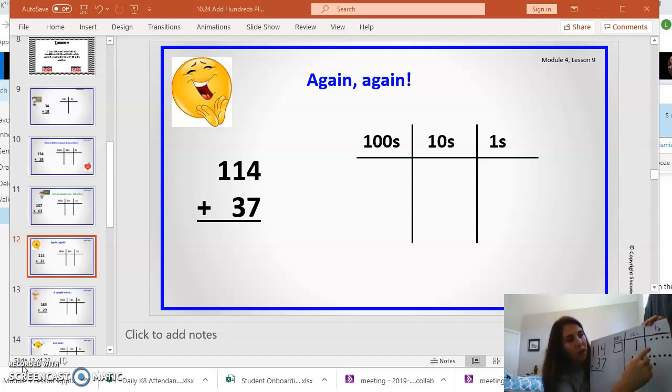Now I count my ones. 7 ones plus 4 ones gives me 11 ones. That's too many ones, so I need to find a group of 10. So I have 7 down here, plus 3 more makes a group of 10. And I'm going to move them over into my tens column.